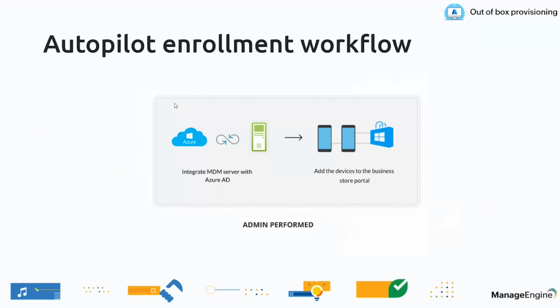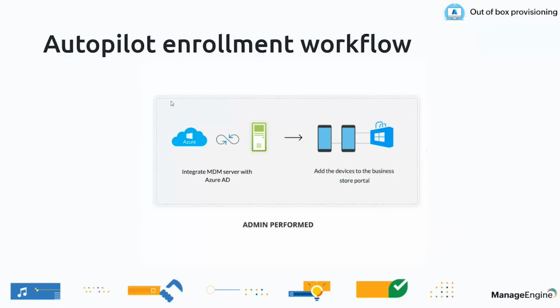So let me first explain the workflow. So what you'll be doing is you'll be integrating your Azure portal with your Endpoint Central server. So that is the first part. So you'll be integrating Azure and Endpoint Central. And after this integration, you will be adding your devices to your Azure portal. So that's the second part. So you will be adding the devices to Azure. And due to this integration, which you had already done, the devices will be provisioned into Endpoint Central. So I'll take you through the consoles and explain the workflow, how it is actually done.